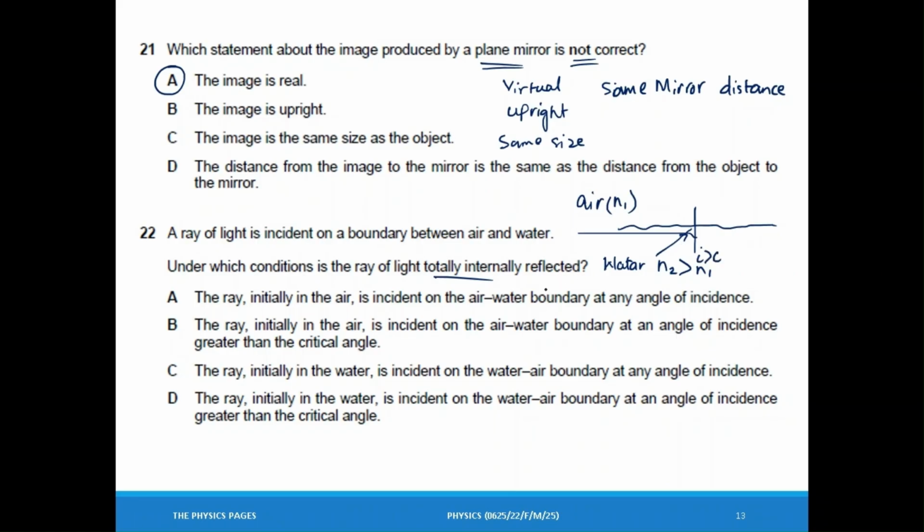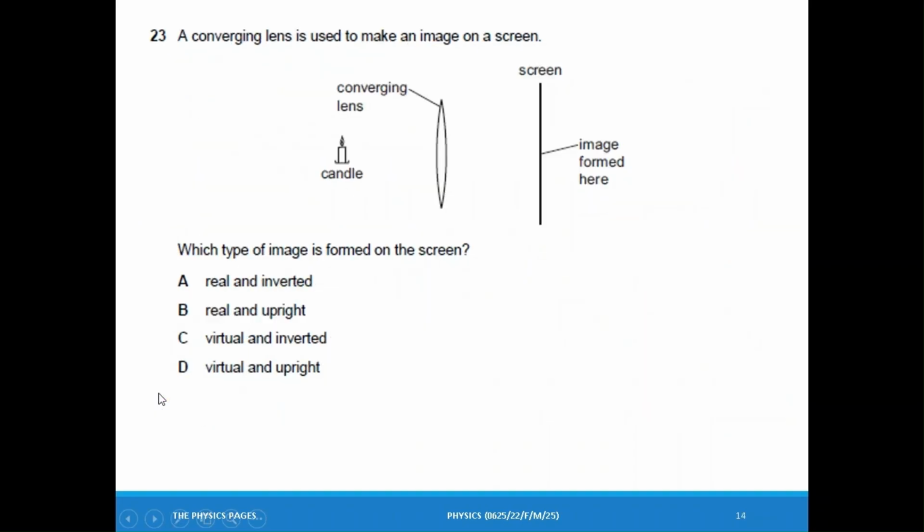and the ray is passing from higher refractive index material to lower, like from water to the air, the incident angle should be greater than the critical angle. So a ray initially in the air, that is impossible. Third option, yes, it should be in the water. And incident on the air boundary at any angle, no, it should be at an angle higher than the critical angle. So for this one, we have option D, the right choice.